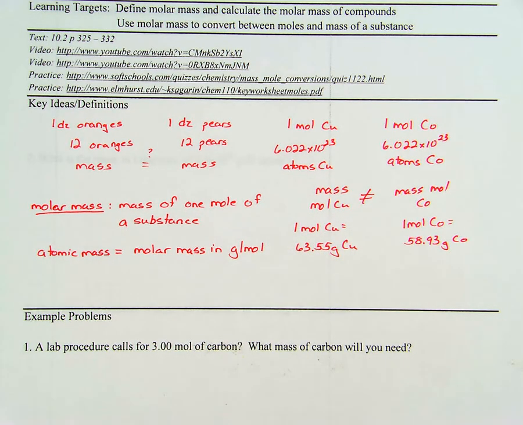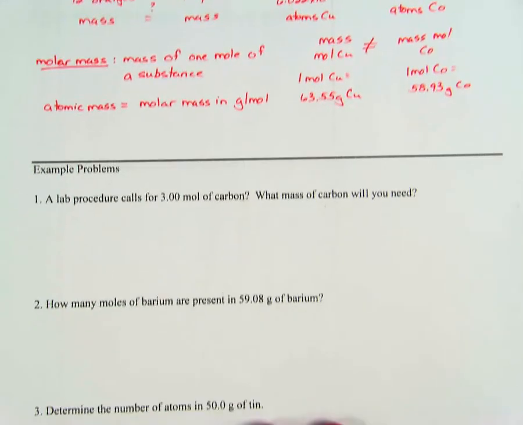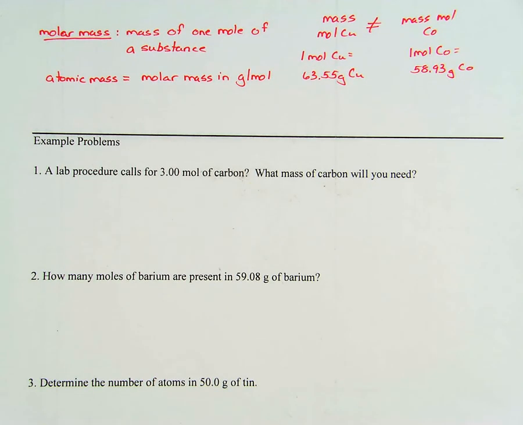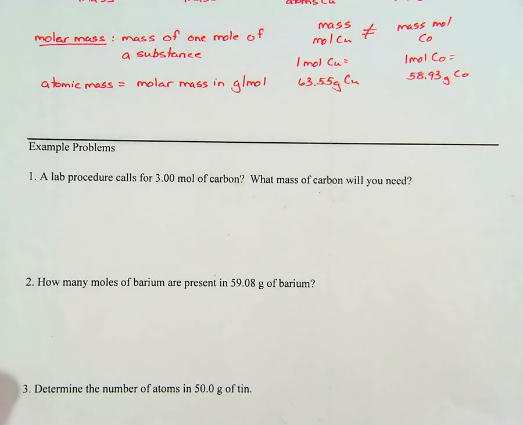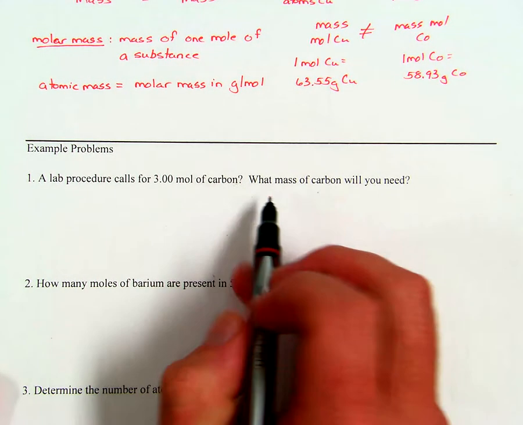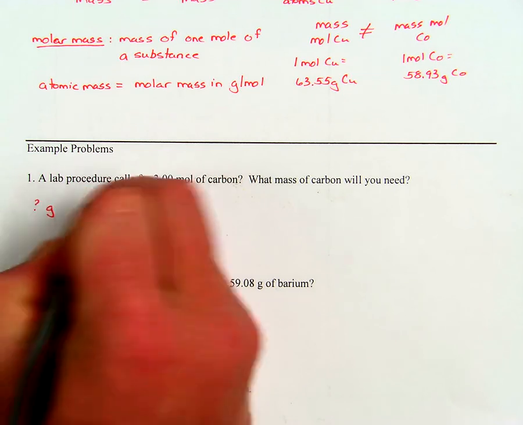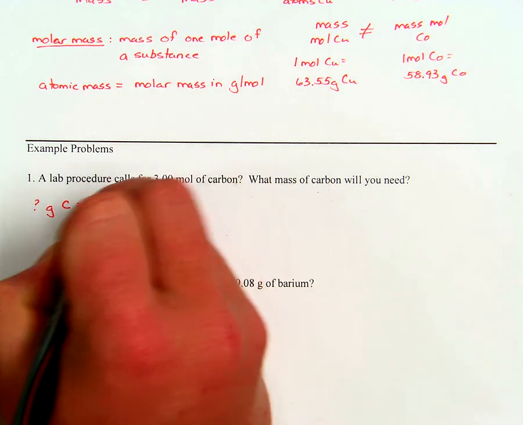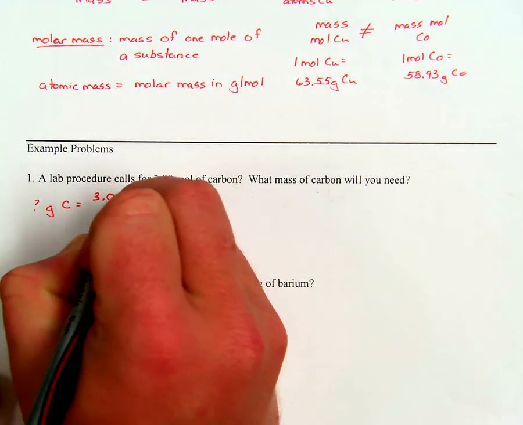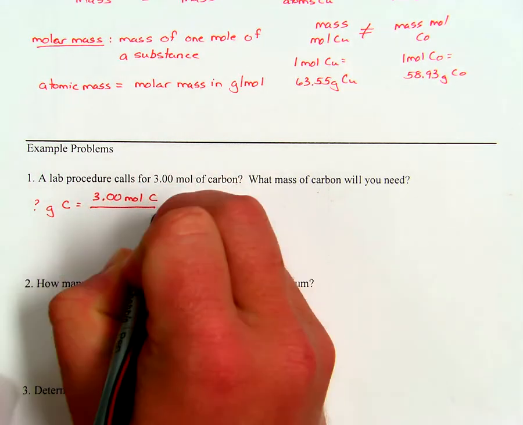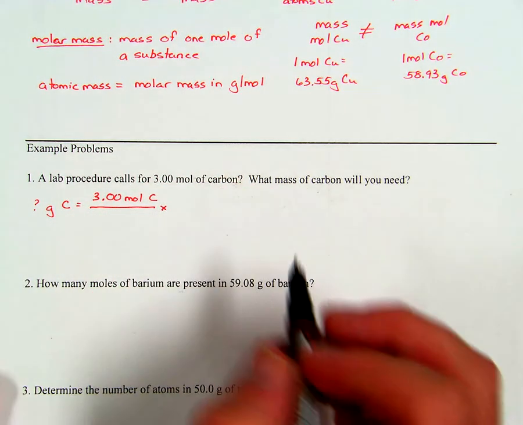So let's look at this first example problem here. We're asked, a lab procedure calls for 3.00 moles of carbon. What mass of carbon will you need? When we're asked for a mass, the unit will most likely be grams. So I'm going to ask how many grams of carbon are equal to 3.00 moles of carbon. Well, what we need here is a relationship between grams and moles. That comes from the molar mass.